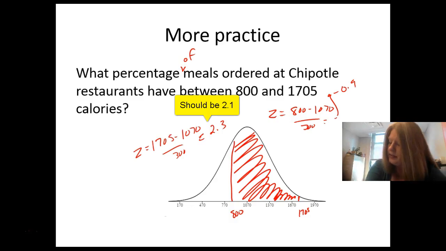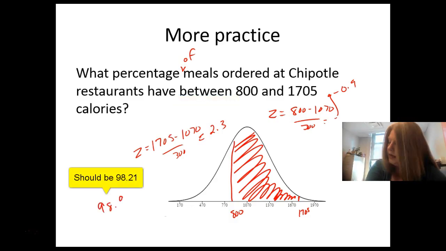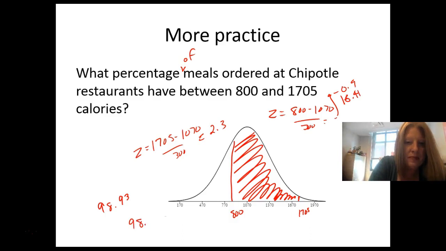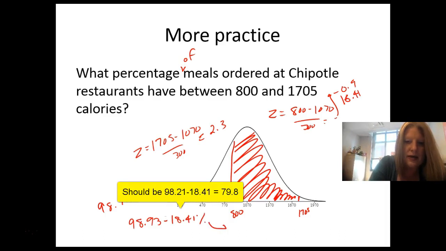2.3 corresponds to a percentile of 98.93, I believe. Let me double check that. Yep, so 98.93. And then up here, the negative 0.9 corresponds to a percentile of 18.41. So again, I apologize for my writing, but 98.93% minus 18.41% is going to give us our final answer, which is going to be 80.52%.